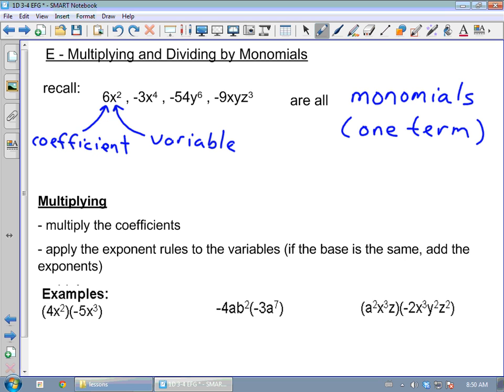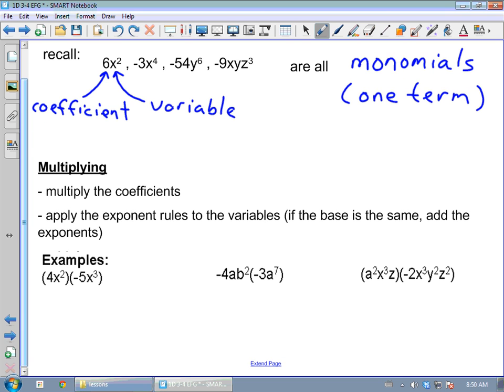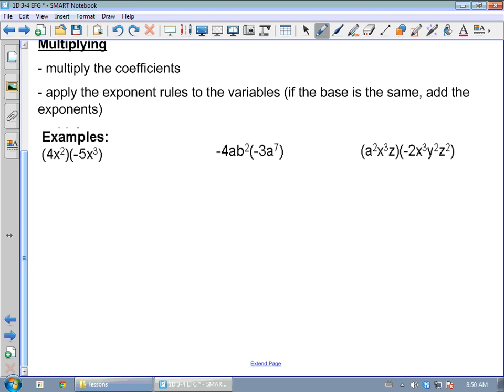If we want to multiply two monomials together, we've already talked about this in Unit 1-2, so this should be a little bit of a review for you. What we want to do is multiply the coefficients together, so multiply those numbers out in front, and we're going to use the exponent rules that we used in Unit 1-2 on the variables. Namely, if they have the same base, we can add the exponents. So let's take a look at the first example here.